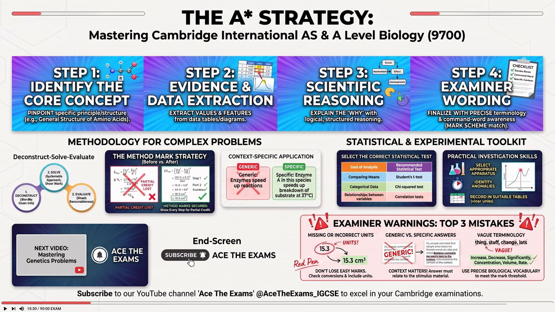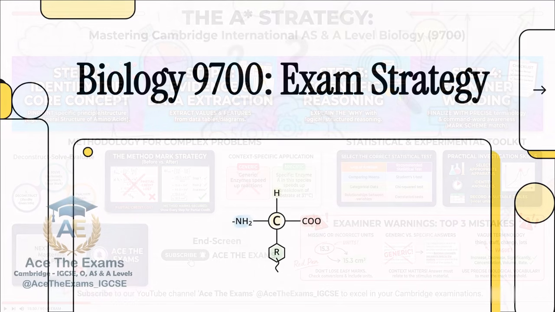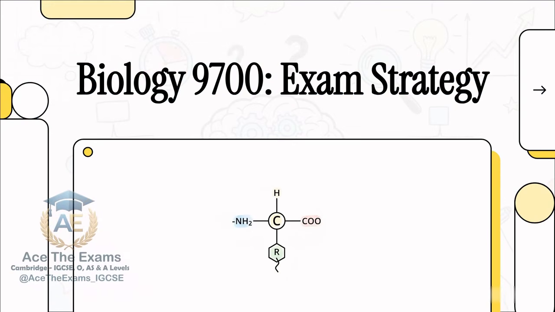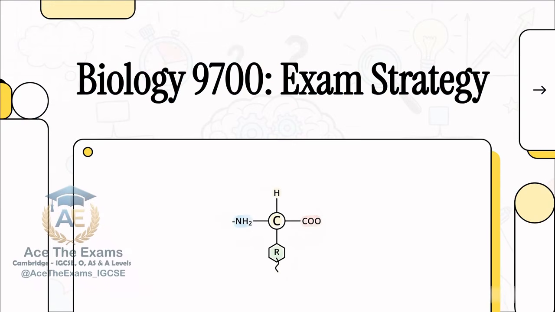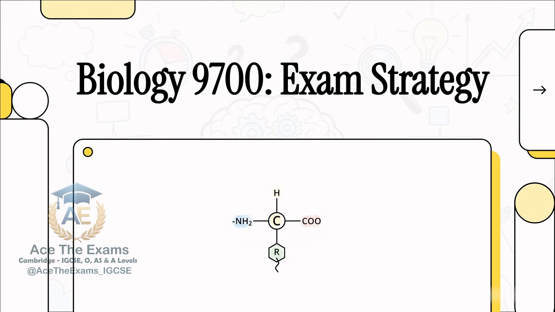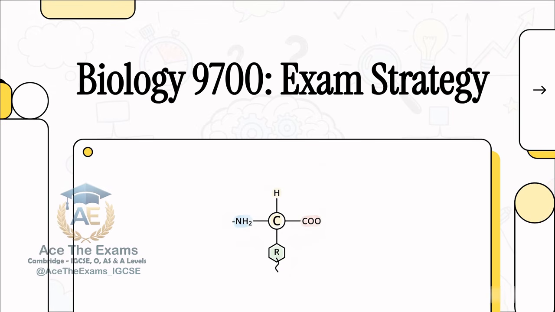You know this core structure, right? The amine group, the carboxyl group, that central carbon, and the R group. Well, believe it or not, the difference between a B and an A star in Cambridge biology literally often comes down to how well you understand this exact general structure of amino acids.